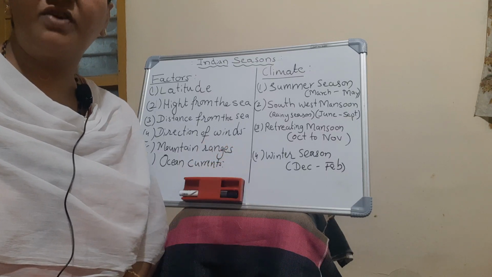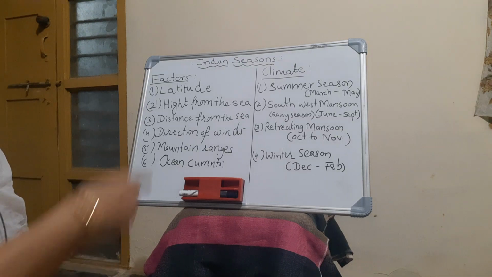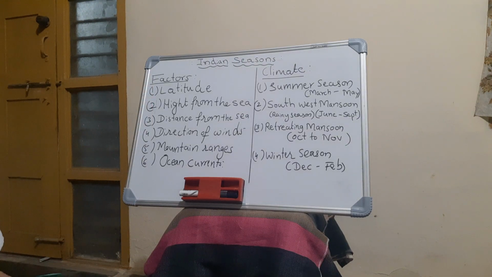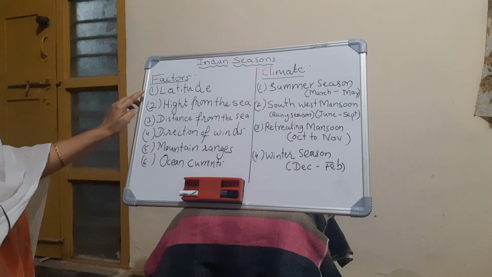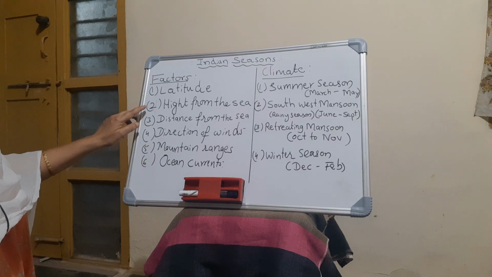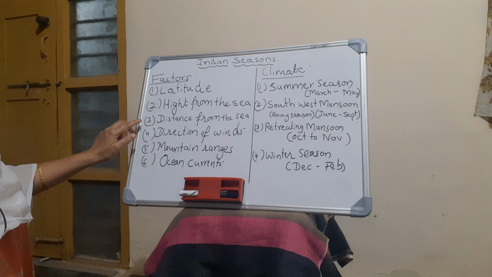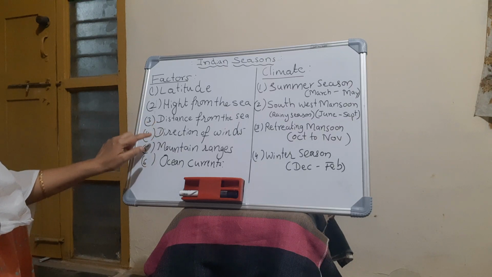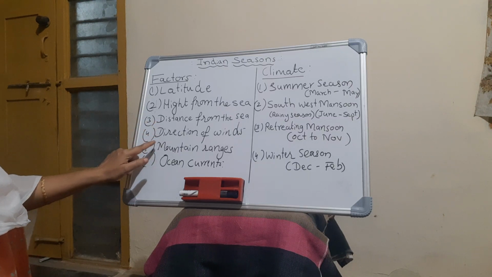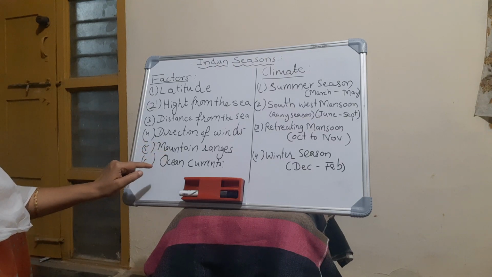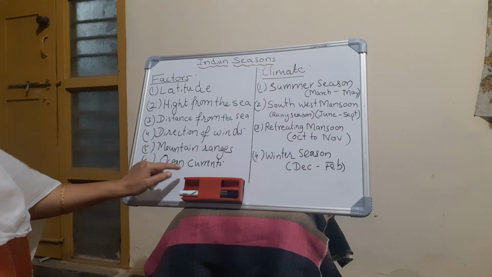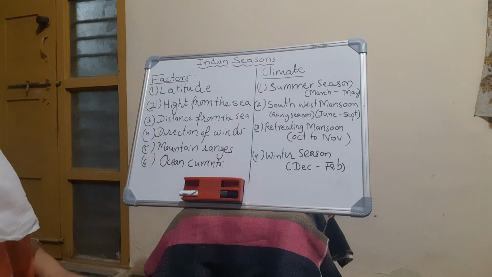In addition, the most important factors influencing the climate and seasons are: first, latitude; second, height from the sea; third, distance from the sea; fourth, direction of winds; fifth, mountain ranges; and lastly, ocean currents. These are the influencing factors on the climate of India.